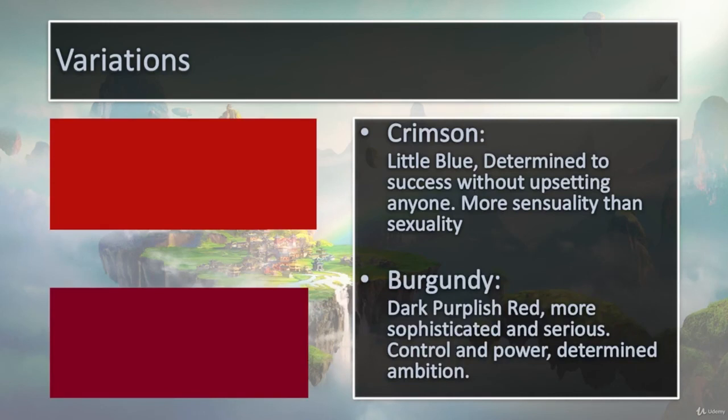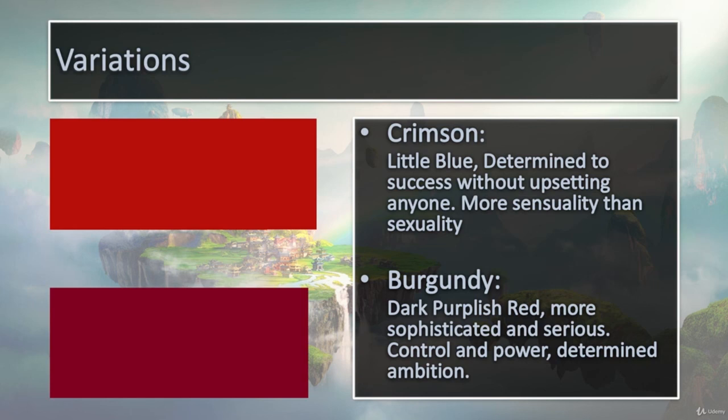Now, crimson. This is a red with a little bit of blue, and it's determined to be success without upsetting anyone. It's more sensual than sexual. So this basic color gives a very successful approach and is more of a sensual style of red.